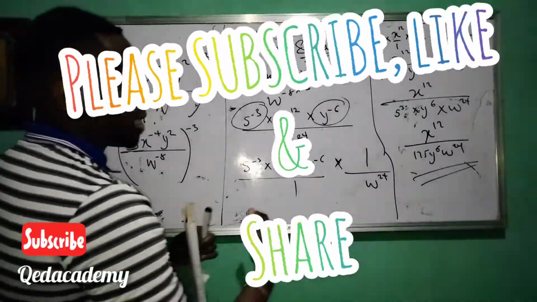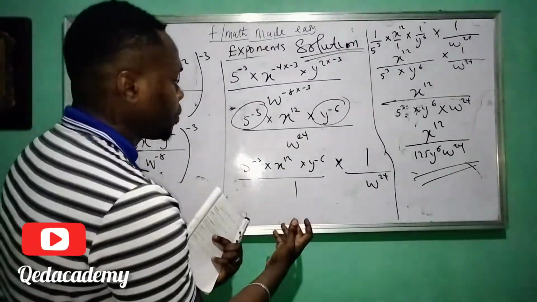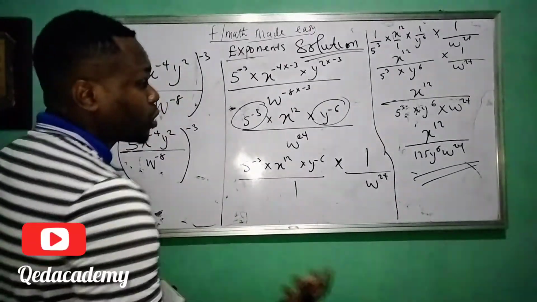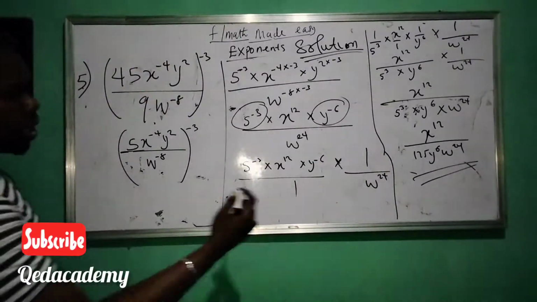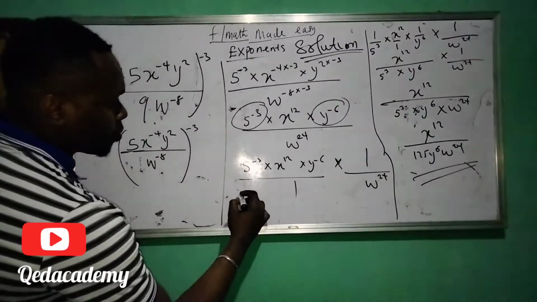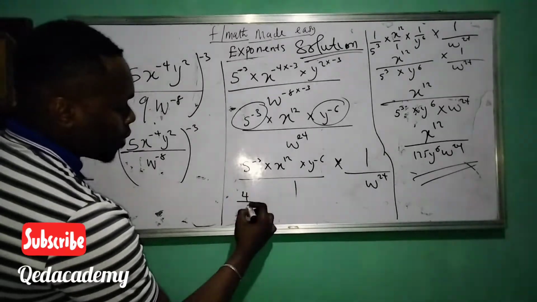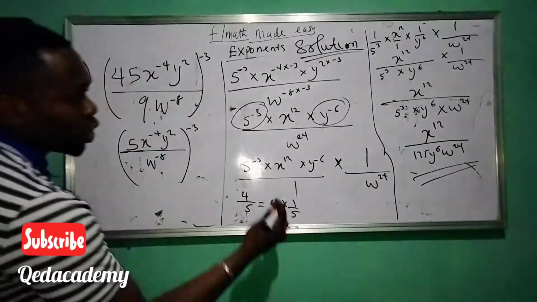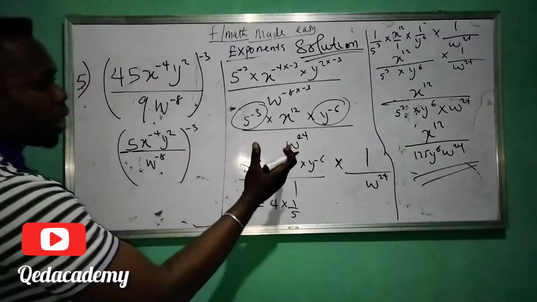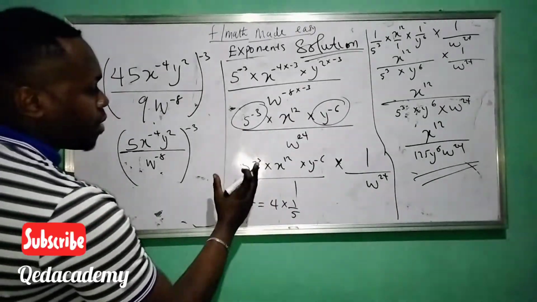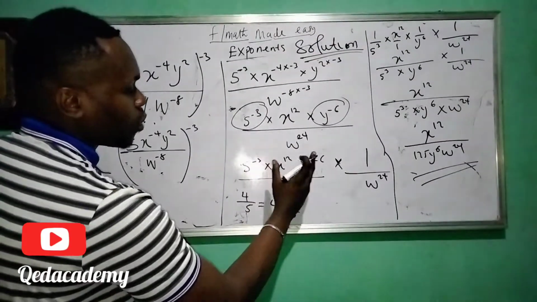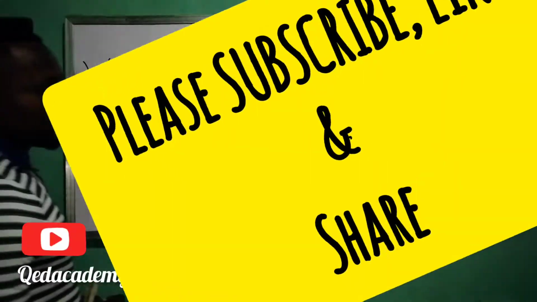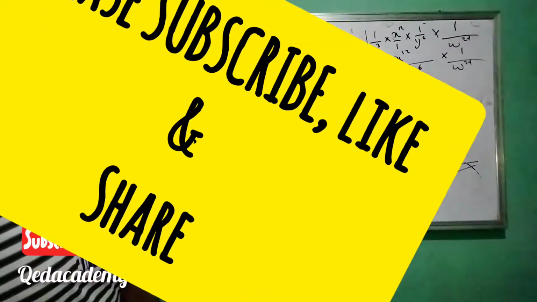So I needed to now separate the expression for easy manipulation and for understanding of the concept. Just what I did was, if you have a number like 4 over 5, this can be further expressed as 4 times 1 over 5. That is just what I did. So I brought out this value to be 5 raised by 3 times x raised by 12 times y raised by 4 over 1 times 1 over w raised by 24, just to separate the numerator from the denominator, okay?